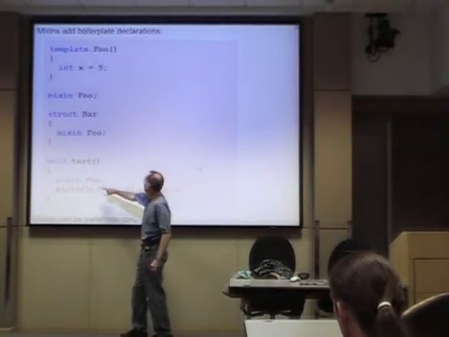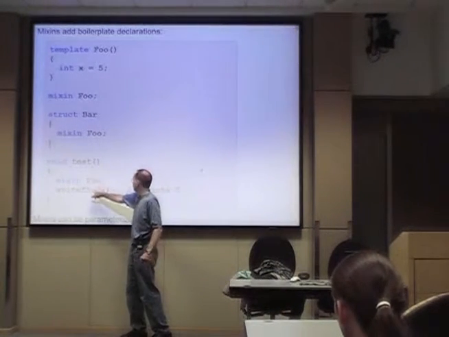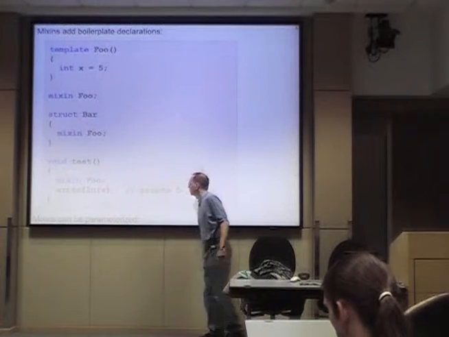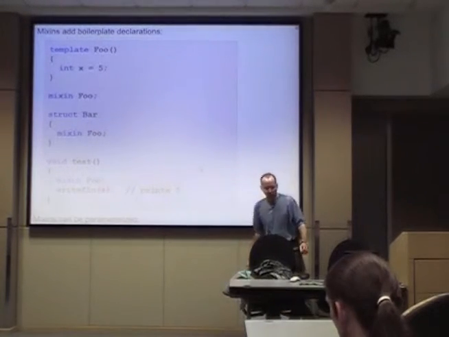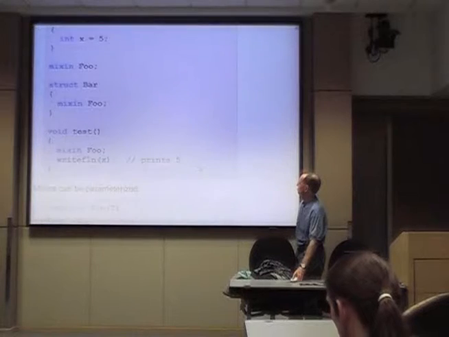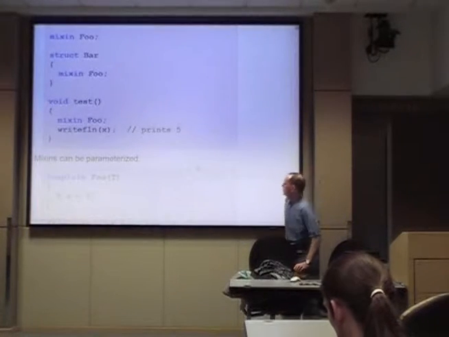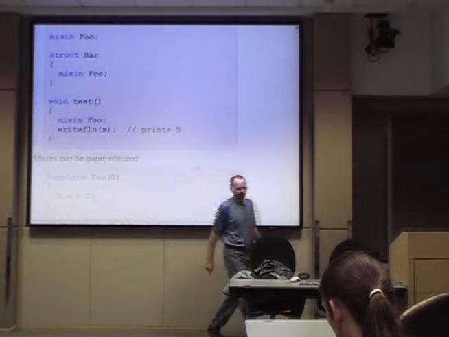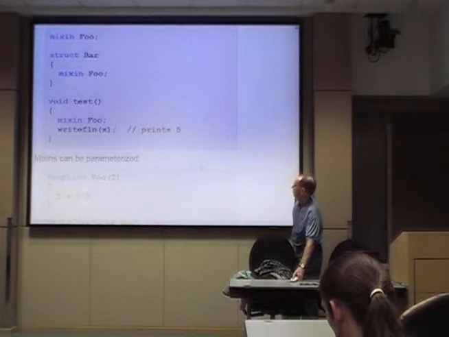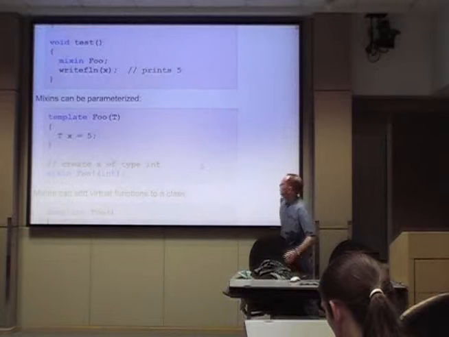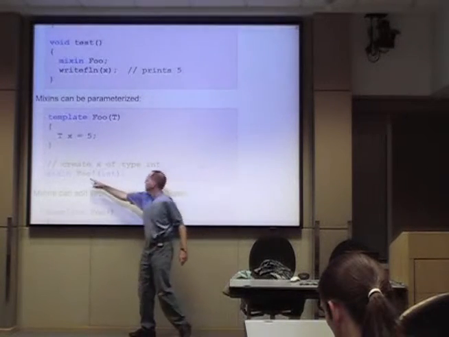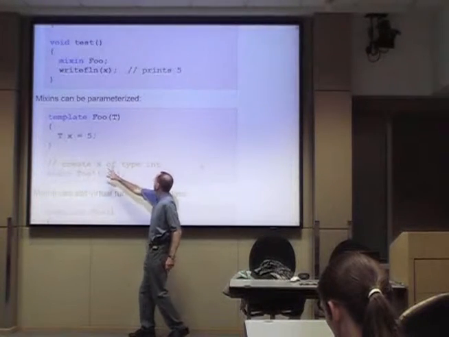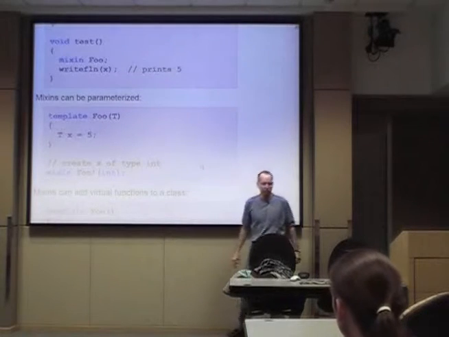So I've got test. I can also mix it in as a local variable, print it out, and it'll print out x. X is declared, and it prints out 5. I can parameterize them with the type T. And this statement here will declare an x of type int.